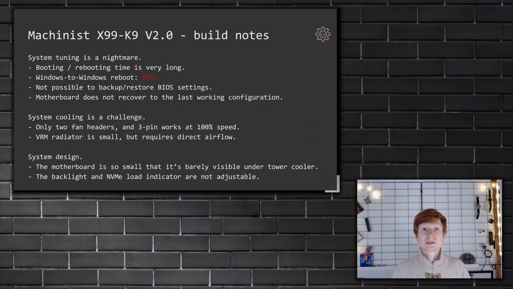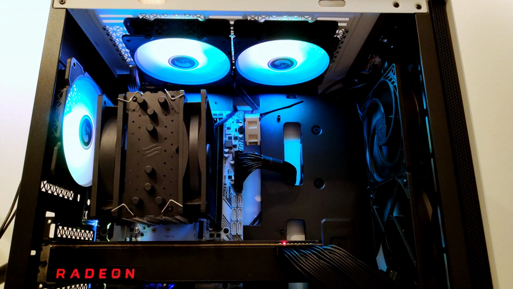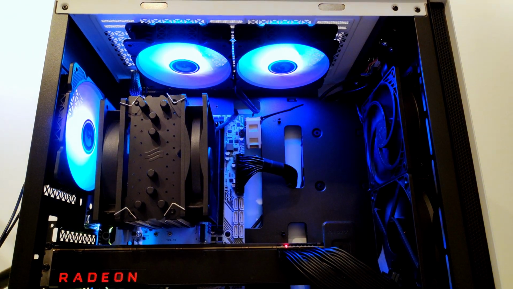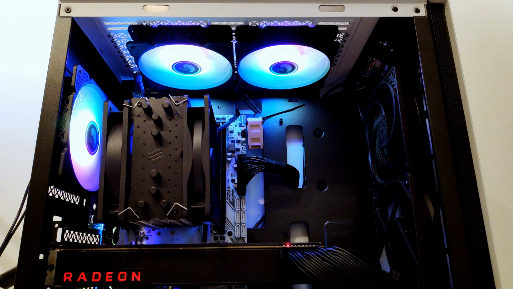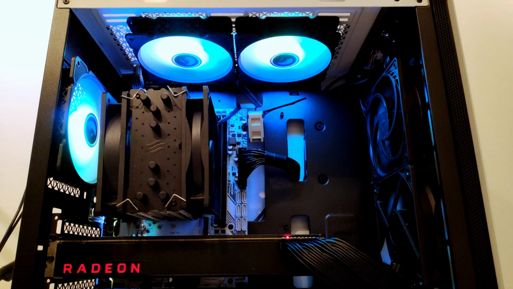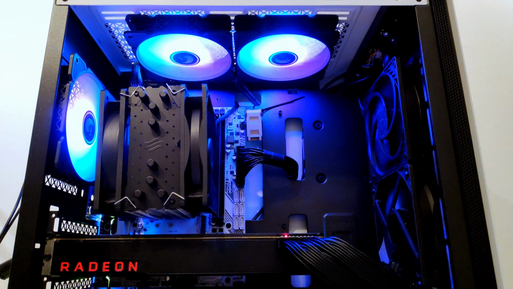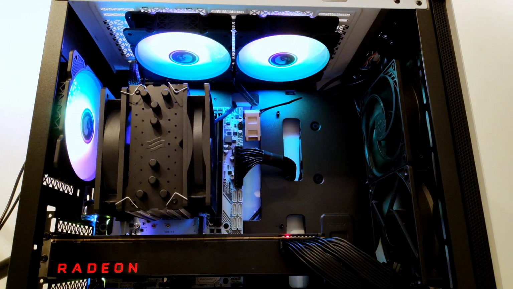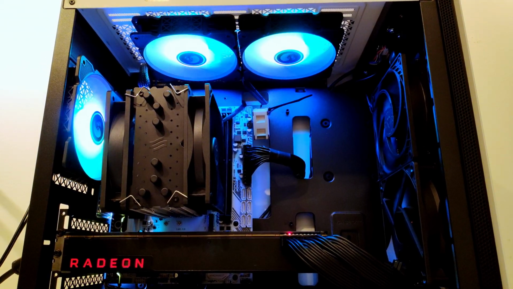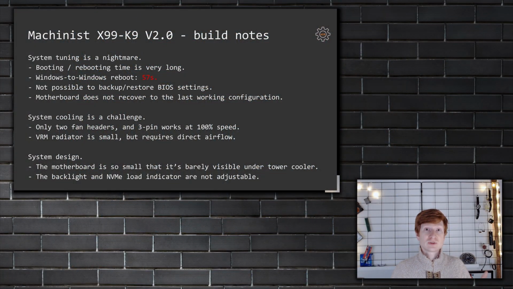Second, the motherboard has some sort of a backlight and the NVMe SSD load light. These two lights are not possible to turn off, it's not possible to configure them. And if you would like to have some nice looking RGB lights according to your room theme or according to your mood, you can't do that because these lights might be spoiling everything. Of course, someone who is not picky will just say, don't bother about it.